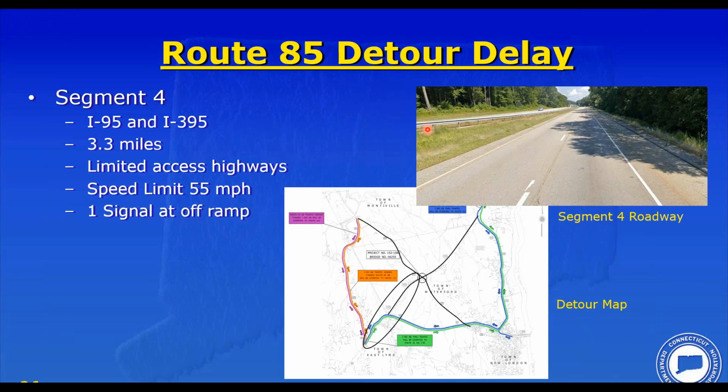The last segment is getting back on the interstate and heading up towards the bridge, where you, in theory, would get off the bridge and traverse down 85. You could also say people might go this way, but for the sake of this example, we'll say people are trying to get back to this shopping center, say on Route 85. So it's I-95 and I-395, 3.3 miles. These are both limited access highways with travel speeds of 55 miles per hour. There is one signal at the off-ramp.